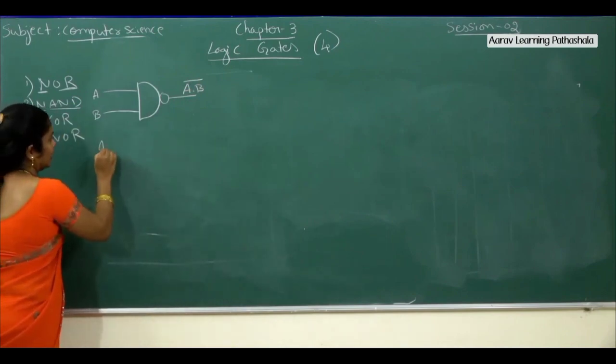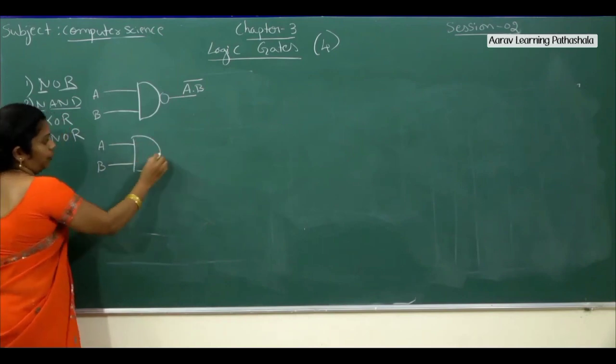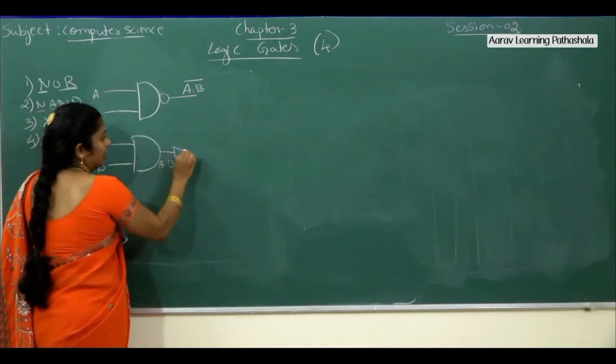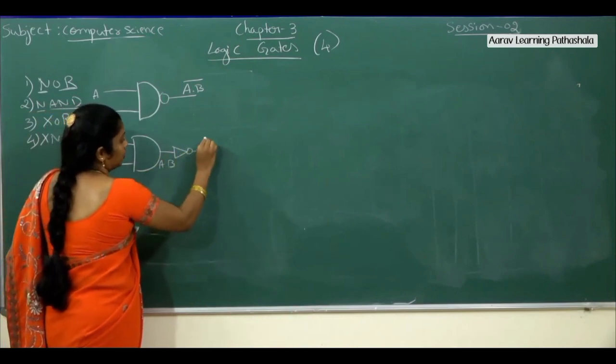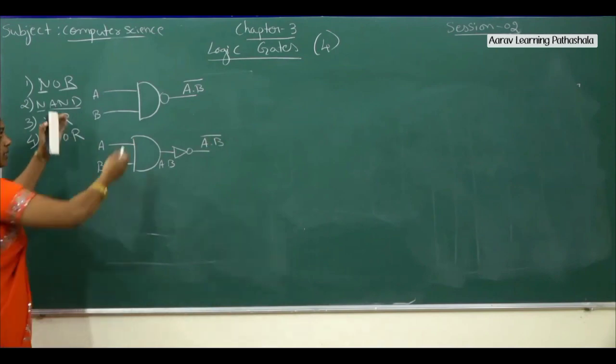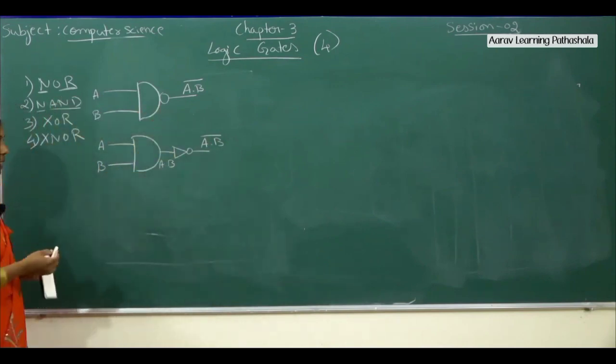If you want, you can write in another way also. If A and B are the inputs, first write the AND operation. Here we will get A dot B. Then negate it, the NOT operation. Then the output becomes A dot B whole bar. This is the symbol for 2 variables. You can write it this way, or otherwise this way also. Then also you will get full marks.